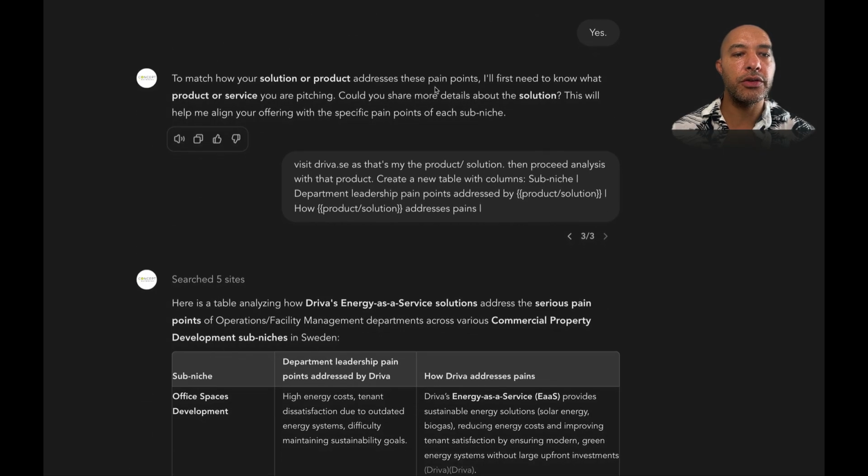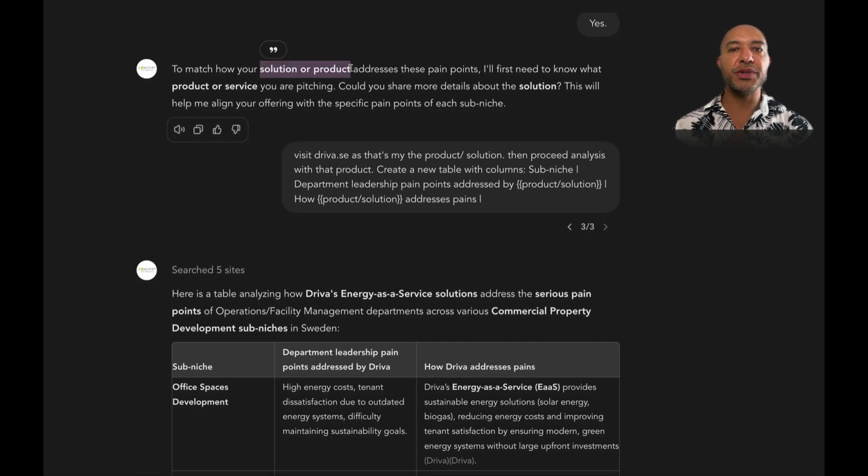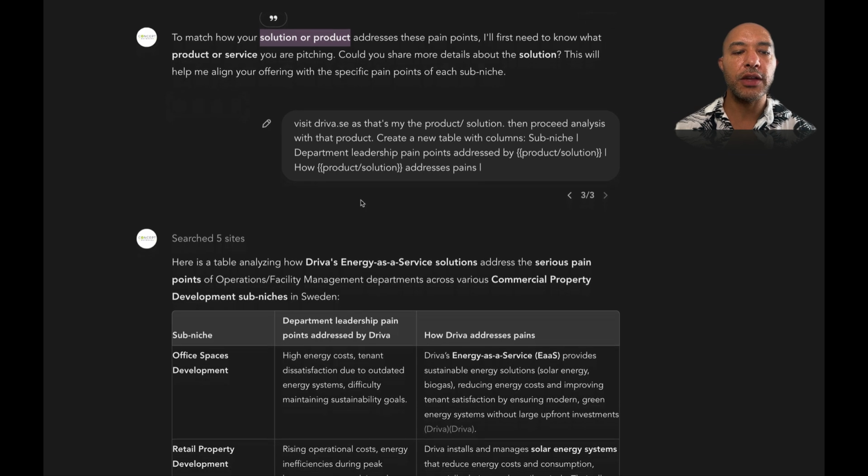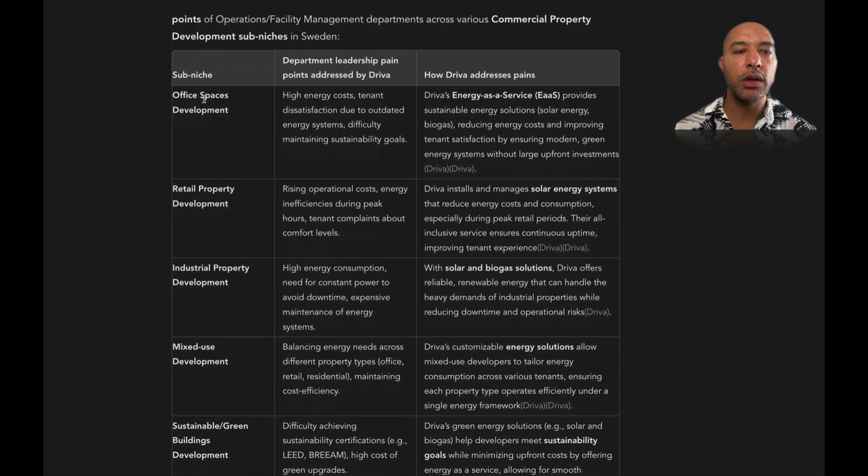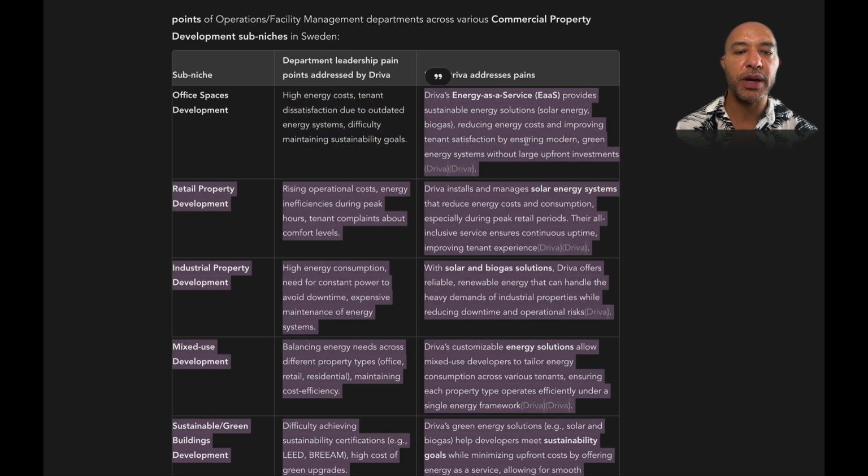From there, what we can do is match to the specific pain points for that sub niche and find within that broader list of pain points which are the pain points that our offer or our product really can help with. So that's what we do right here, and we create it in a table. And so what we have is the sub niche, department leadership, pain points that our solution can address. And then it's broken down in terms of how our solution can actually address those pain points.